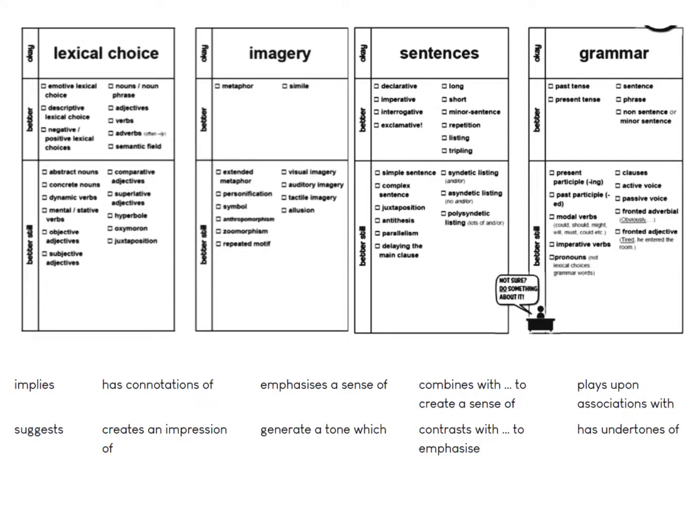So your standard thing is to say it implies or suggests. Connotations and impressions are better. And then if you can talk about emphasizing senses, creating tones, playing with associations is a nice way of saying has connotations of or has undertones of. So just think of a range of different things you can say that show that you're a little bit different from the average person that just says implies, suggests all the time. Again, if you can say implies, suggests, but it also plays with associations of and adds layers to things, they'll really like that.